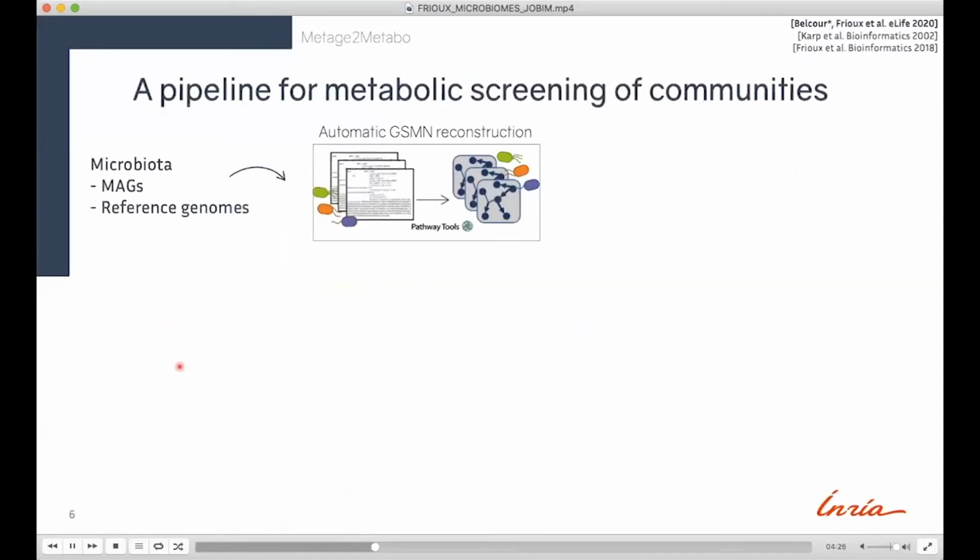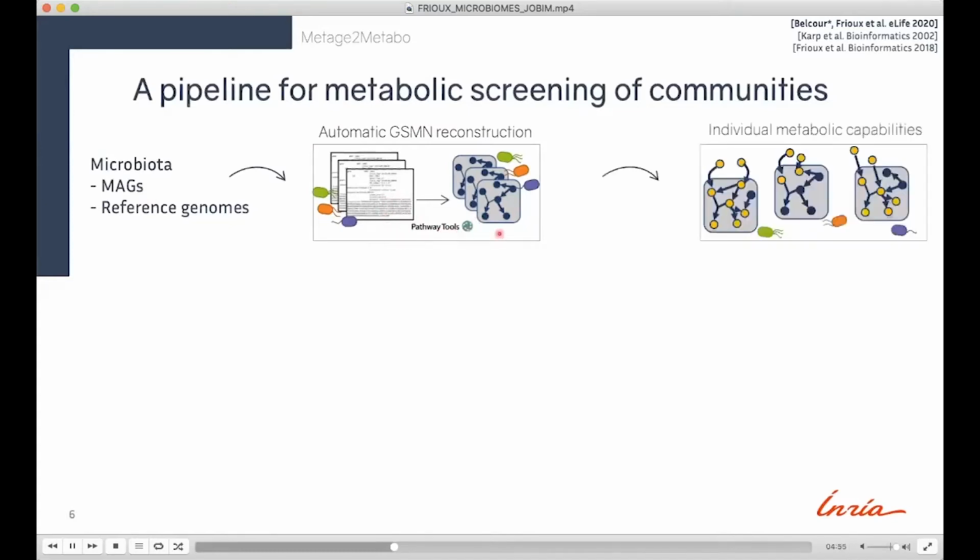This pipeline is called Metage2Metabo, or M2M, and I will show you its main steps. Starting from a collection of annotated genomes, or MAGs, M2M automatically reconstructs metabolic networks for each of them. We use Pathway Tools and the MetaCyc database to do that, and we actually built a Python wrapper to ease the automation. Our first analysis then consists in establishing and comparing the individual metabolic potentials of each microbe in its environment.